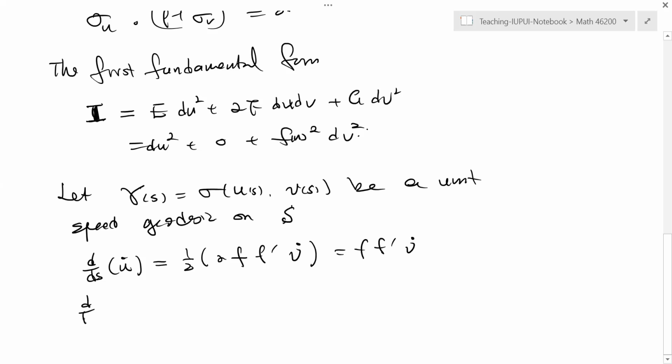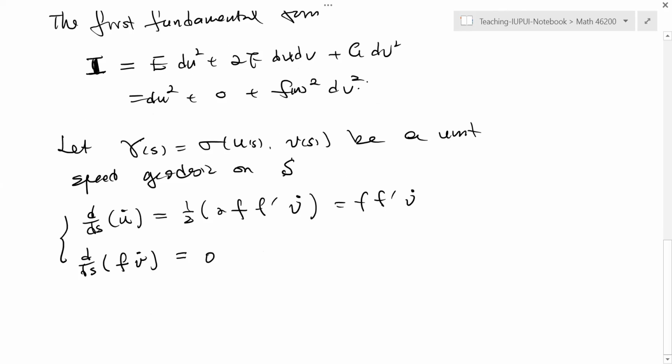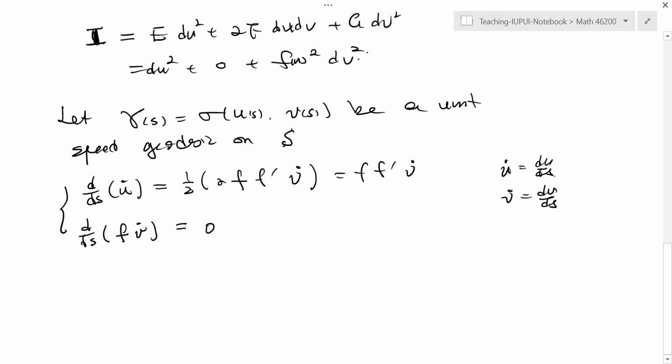And then the second equation, F is 0, G is going to be F, right? So I think they're all equal to 0. So those are the two equations, simplified. Here u dot is du/ds, v dot is dv/ds. When there's a derivative with respect to arc length, I usually use a dot. So that's what we got.